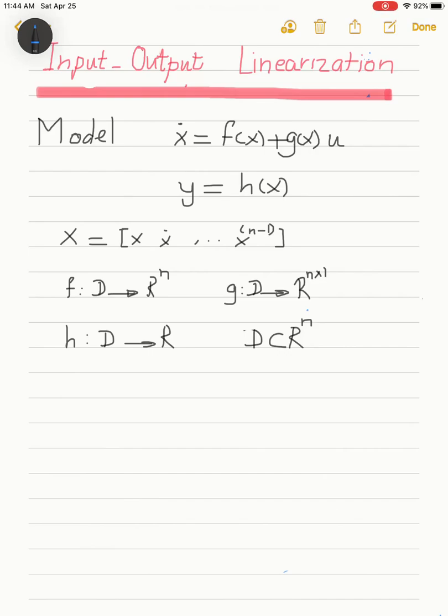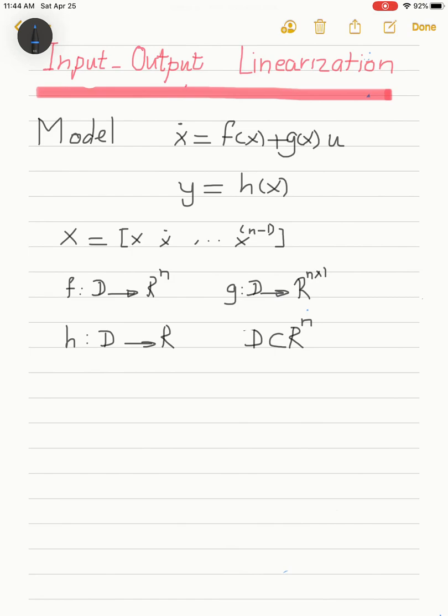Welcome everyone. We are going to consider in this lecture input-output linearization, and by that I mean if we have a differential equation that relates the output of the system to its input, then we are going to use the input to linearize that equation, and consequently we can set the dynamics using control design the way we like.